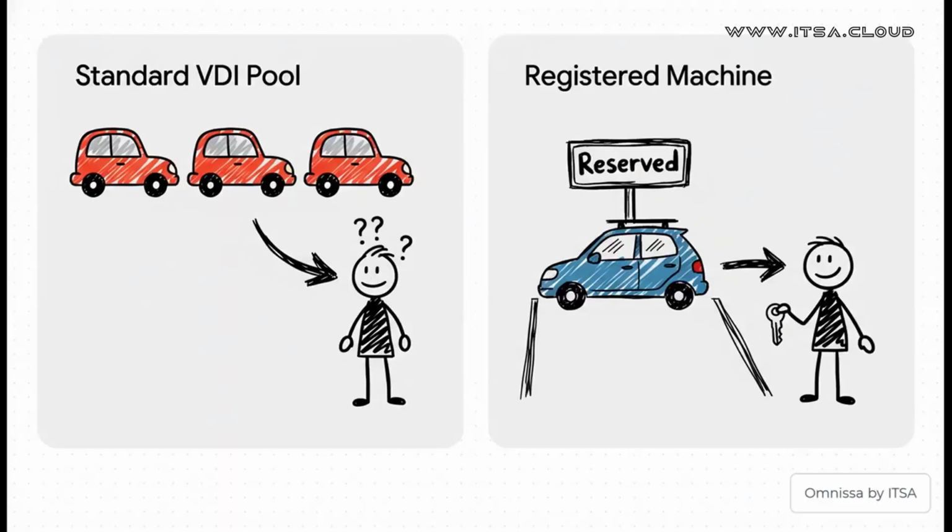I love this analogy because it just makes it click. A regular VDI pool, that's like a rental car fleet. You show up, you get whatever car is next in line, they're all pretty much the same. But a registered machine, now that's your personal, reserved parking spot. It guarantees you get access to your specific machine every single time.